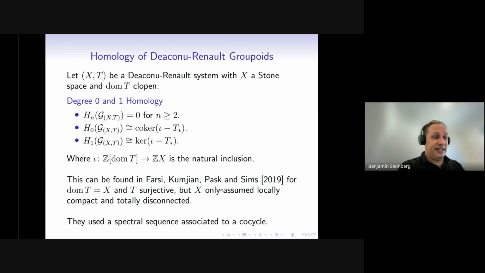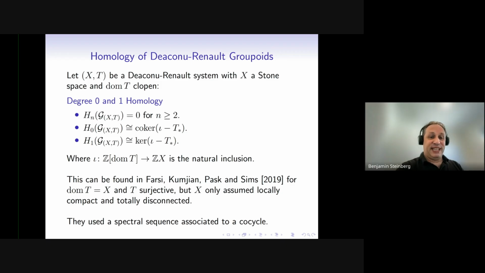And they prove this using a spectral sequence associated to the cocycle. So they do a spectral sequence argument. They use that there's a grading on the groupoid. The homogeneous component of 0 is an AF groupoid, so its homology vanishes in high dimensions, in dimensions above 1, and that makes the spectral sequence collapse, and then they're able to compute something.